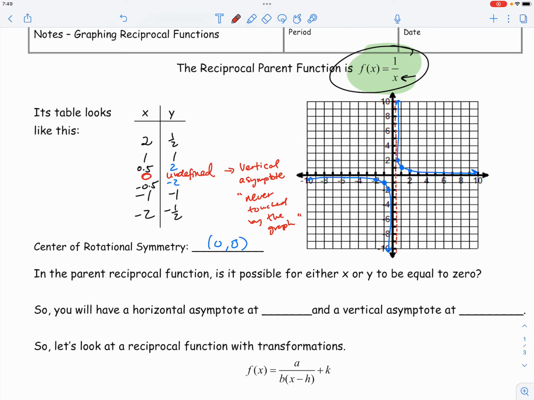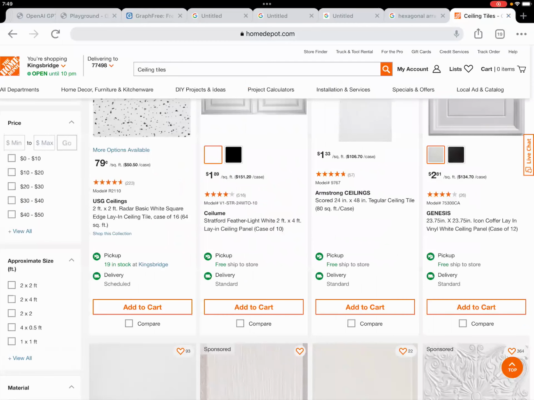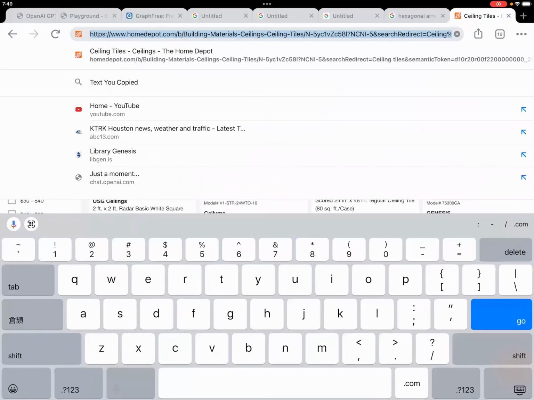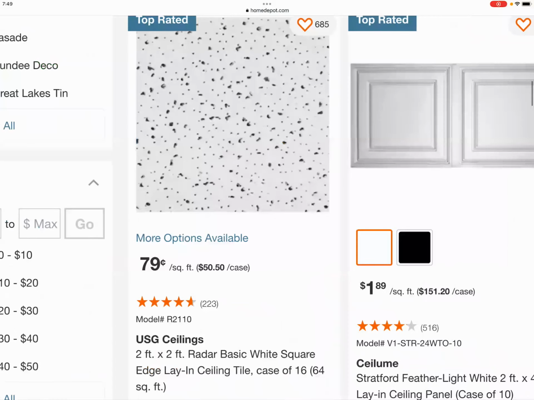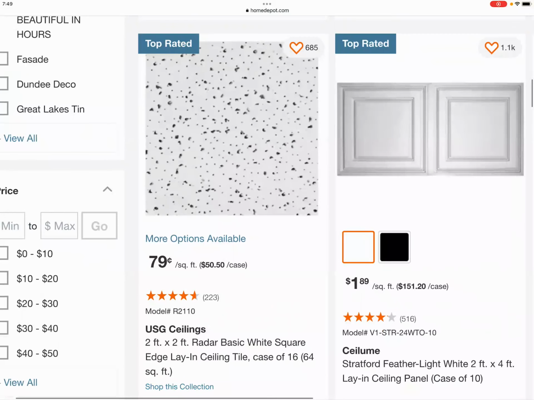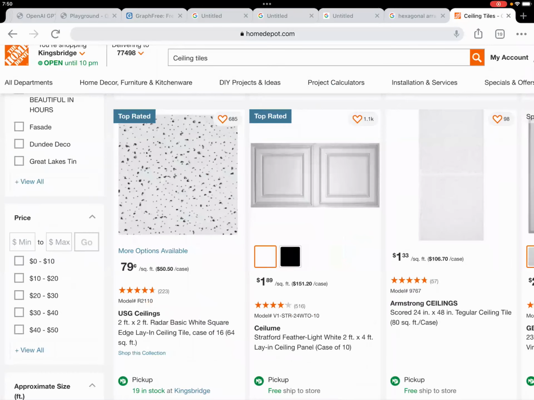Now, I'm not going to pose this question. I'm going to show you a picture with the question. Okay, so again, the tiles. If you want to buy the tiles for extra credit, it would be like this: 79 cents per square foot. And if it's 2 by 2, that means there'll be four square feet. So you do the math.